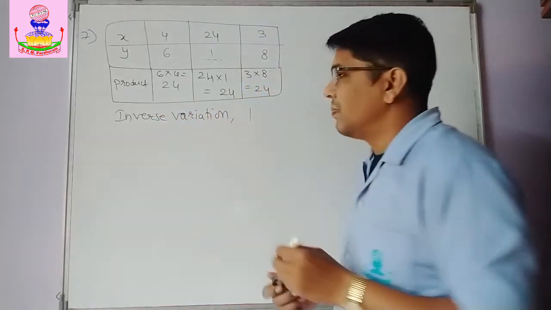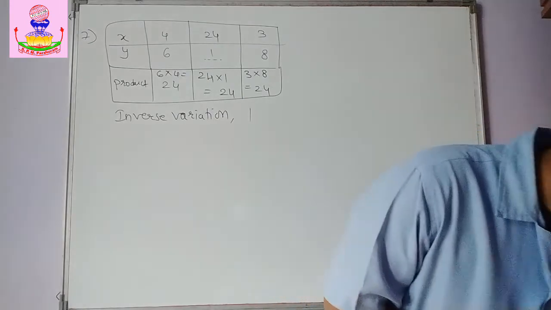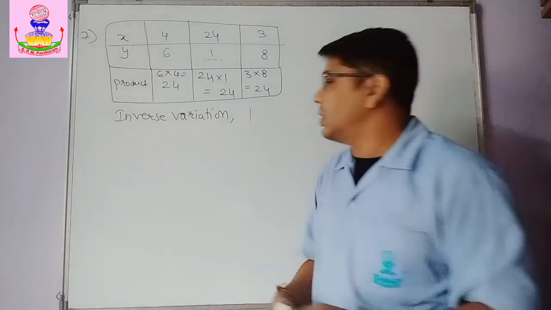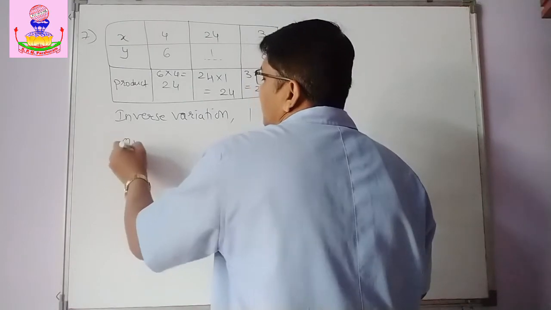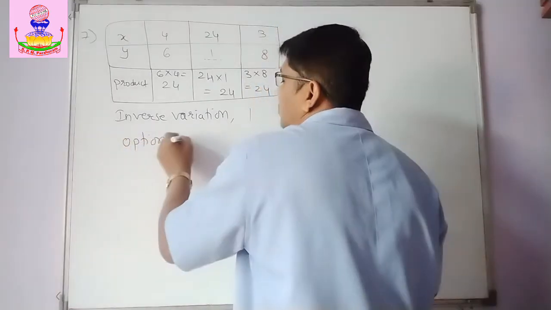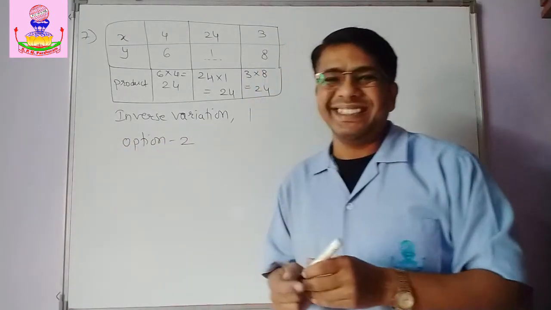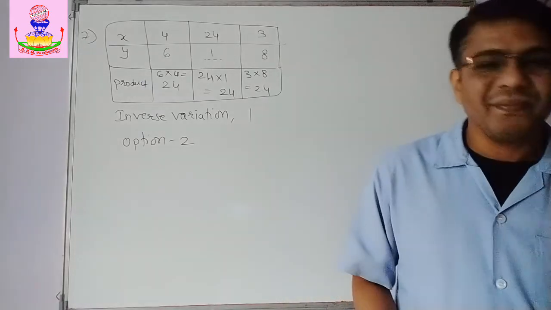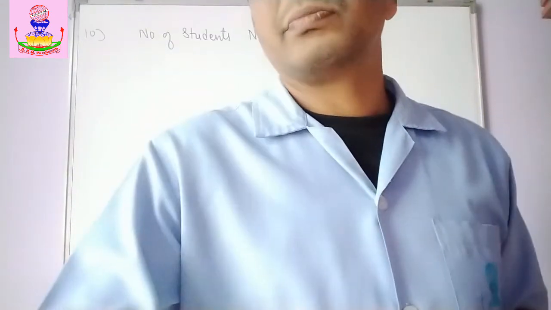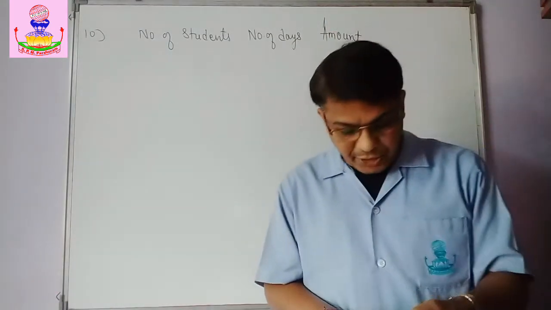Okay. And what is the answer for the blank? 1. So find out the option. Inverse variation and 1. So option number 2. Option 2 is the right answer. Now let's move to the next example.